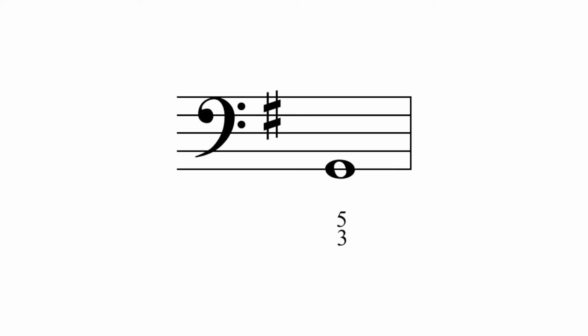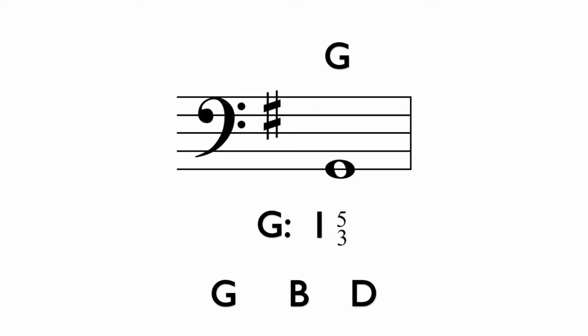Here we have a G note in bass clef with a 5-3 figure. The 5 tells us to use the note that is a fifth above the G within the key signature. This is a D note. The 3 tells us to use the note that is a third above the G within the key signature. This is a B note. Therefore, the 3 notes of this triad are G, B, and D, making this a G major triad or a 1 chord in the key of G.